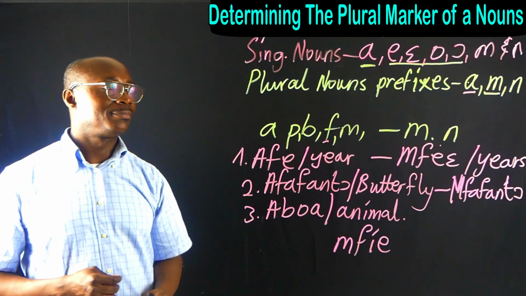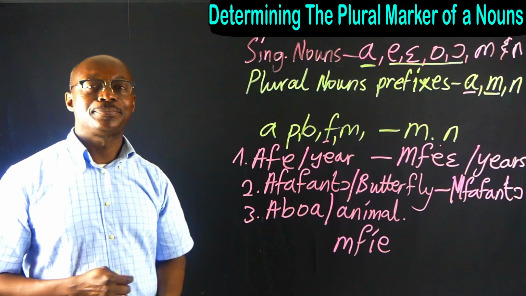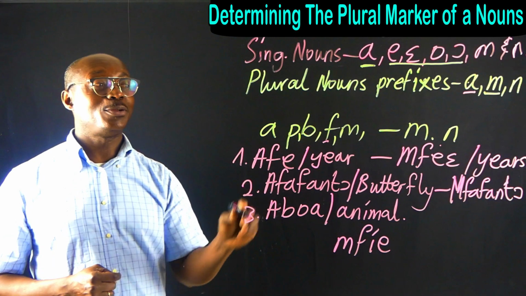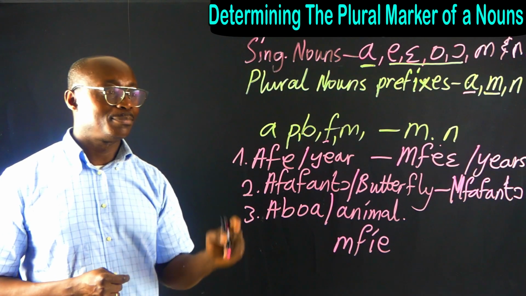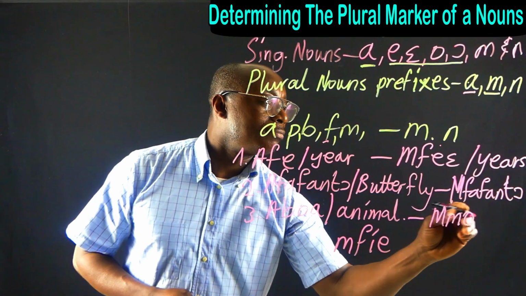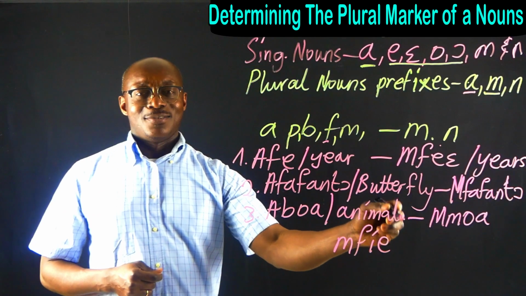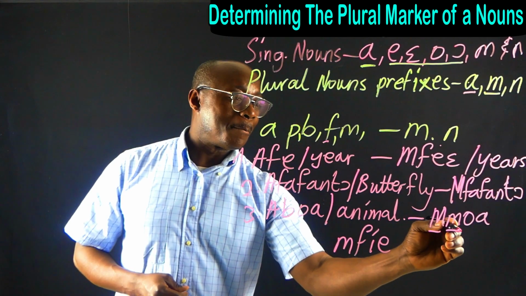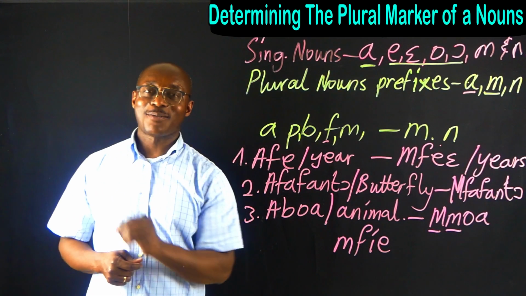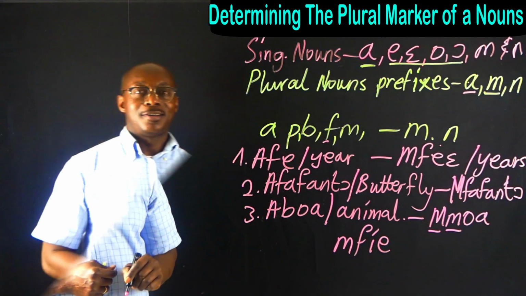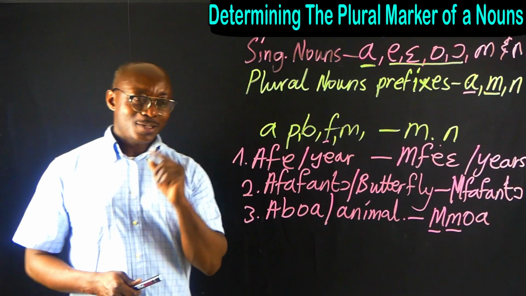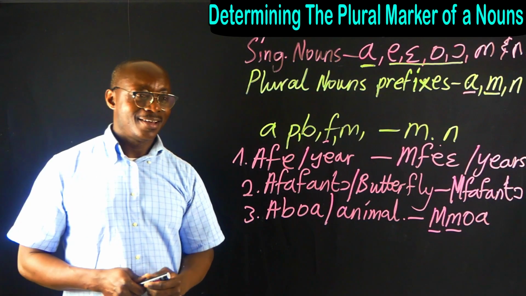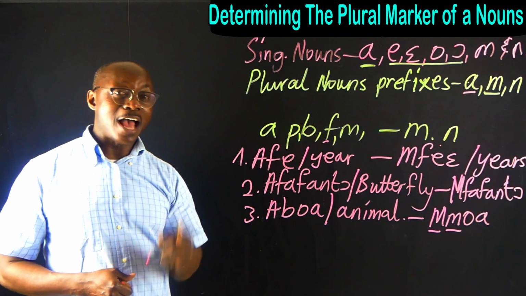Aboɔ. Animal. In the plural form is going to be what? Mmoa. This raises a question, and we need to answer that. But before we do that, let's work one more example, and then we will explain this. Let's take another noun like, say, adwuma, work.